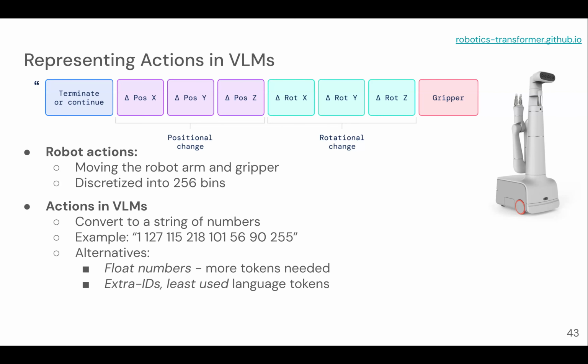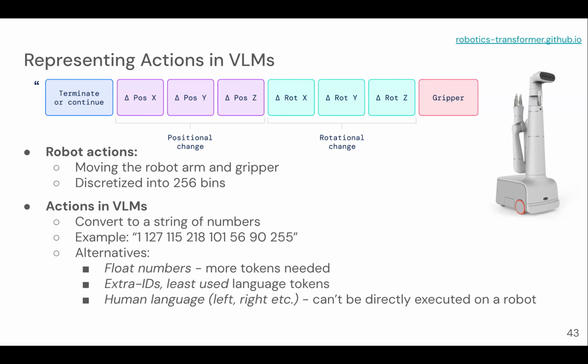We can also do things like floats or extra IDs, which are the tokens at the end of a language model that haven't necessarily been trained on. But we found that integers work extremely well because they map to a single token, and there's actually a lot of data and semantics already imbued within the language model for these.